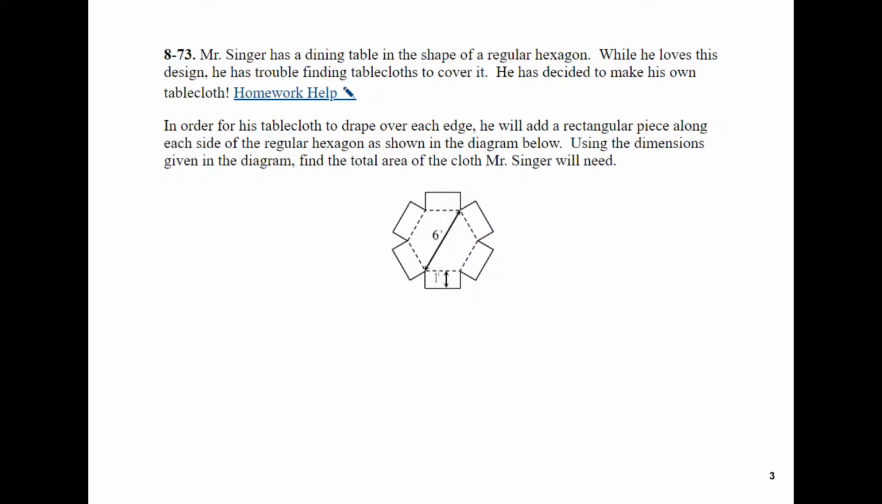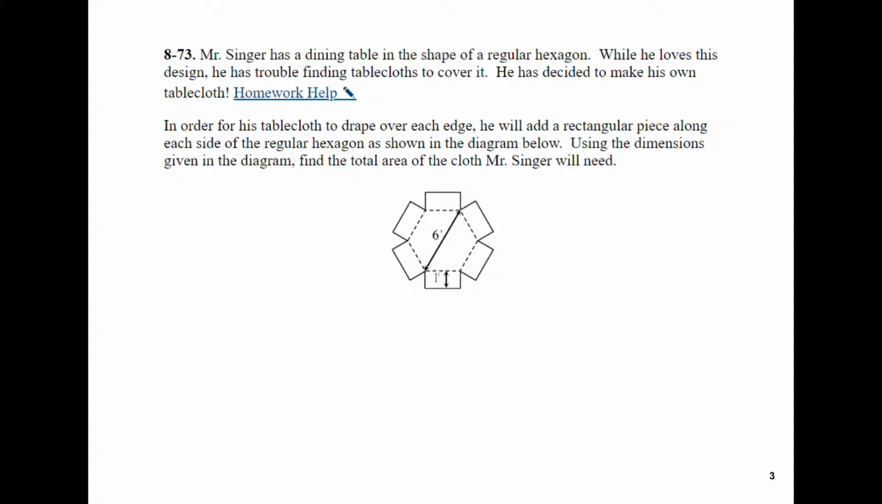8-73. Mr. Singer has a dining room table in the shape of a regular hexagon. While he loves this design, he has trouble finding tablecloths to cover it. He has decided to make his own tablecloth. In order for his tablecloth to drape over each edge, he will add a rectangular piece along each side of the regular hexagon as shown in the diagram below. Using the dimensions given in the diagram, find the total area of the cloth.